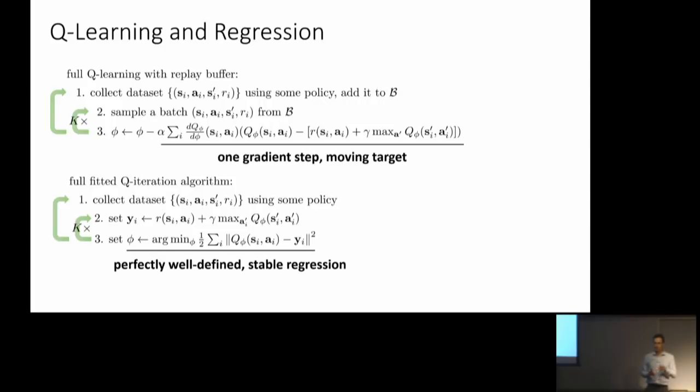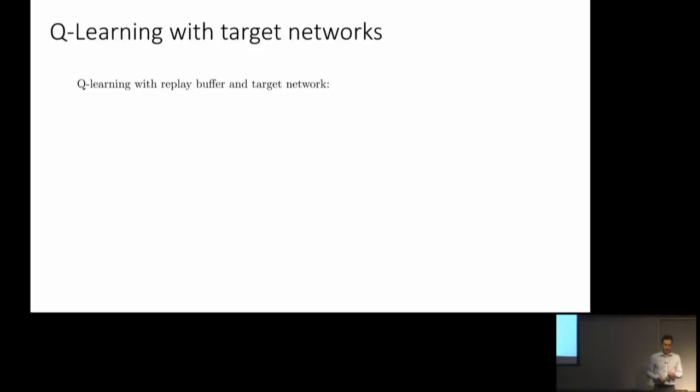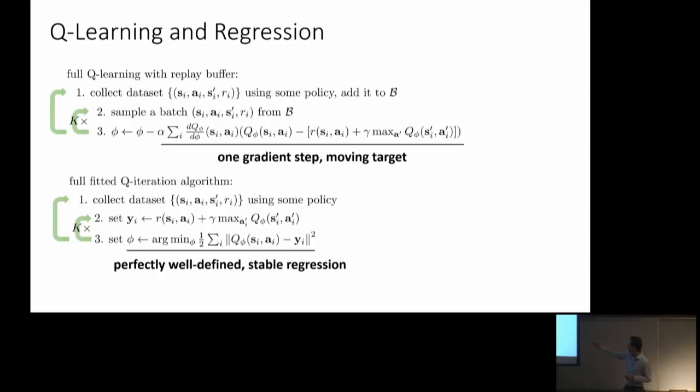So the intuition is that we want something that looks a little more like this, in the sense that it's regressing onto some stable targets that aren't changing all the time, but without having to actually run the regression to convergence over here. So what we can do is introduce this thing called a target network, which will make this gradient step look a little bit more like regression onto a stable target that's not changing all the time, but still let us take one step and then go around in this loop.